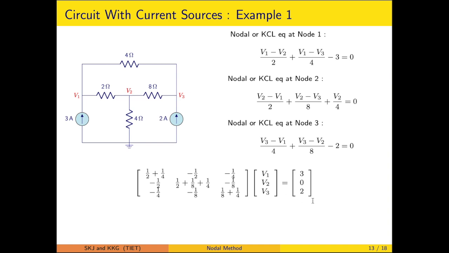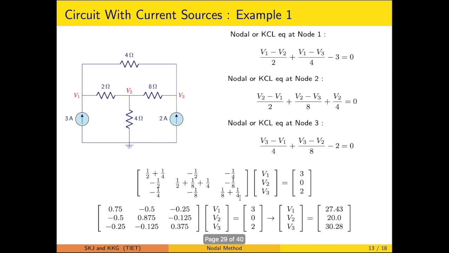So these are the equations. Same thing, V1 minus V2 upon 2, V1 minus V3 upon 4. So simply the numerical values are substituted. Correspondingly, we will be getting the results: 27.43 volt, 20 volt, 30.28 volt.